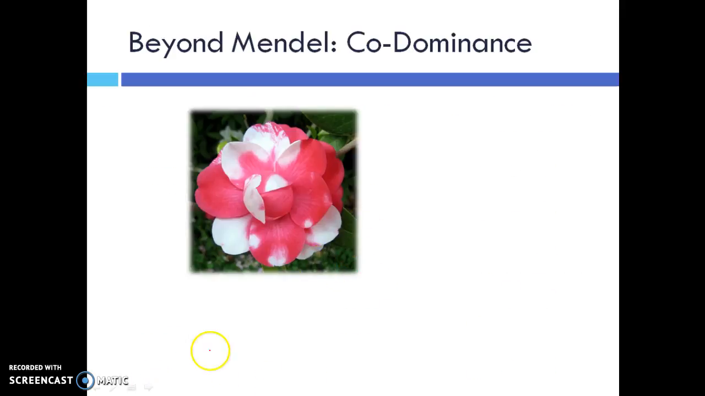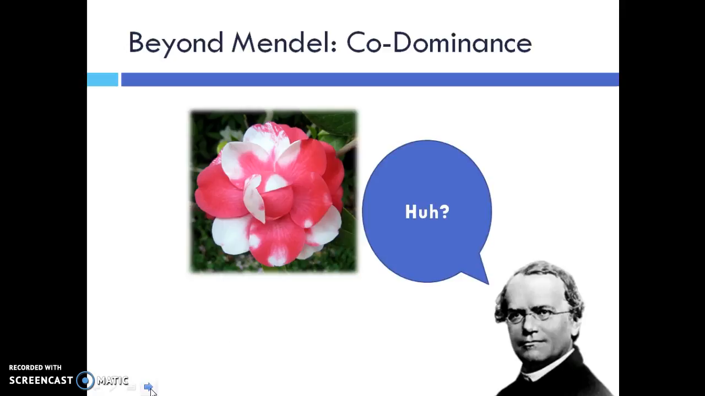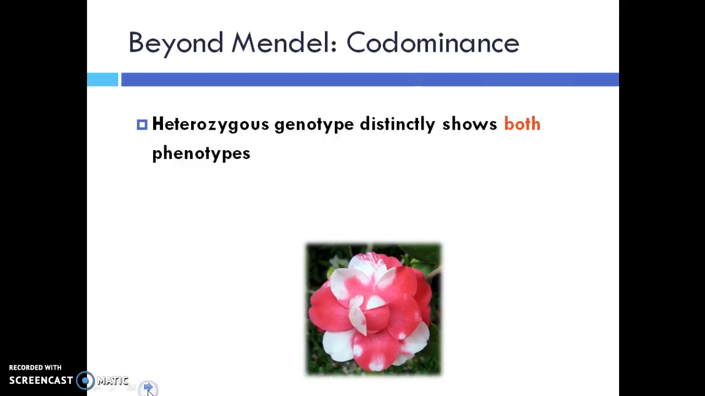Take a look at this flower. Again, this flower is doing some weird things. We don't see completely red, we don't see completely white, and in this case we don't even see a blended pink. We see red and white at the same time. This is an example of codominance. When we have codominance, back on your notes, make sure that you're filling this in, the heterozygous genotype distinctly shows both phenotypes. We see distinct red, we see distinct white. It's because both traits are dominant. When we are using this type of dominance, we want to make sure that we're using 2 different capital letters.